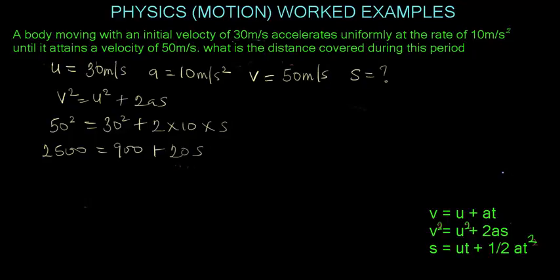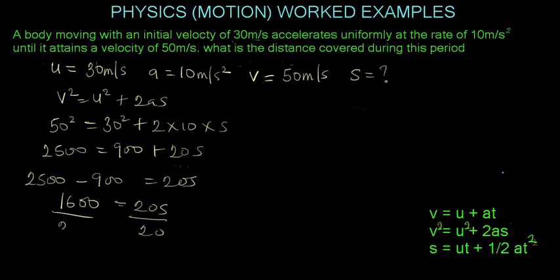That is 20s. Now if we have this, 900 goes to the other side and becomes minus, so we have 2500 minus 900 is equal to 20s. 2500 minus 900 will give us 1600, which is equal to 20s. So we divide both sides by 20. 1600 divided by 20 will give us 80. You can use a calculator.